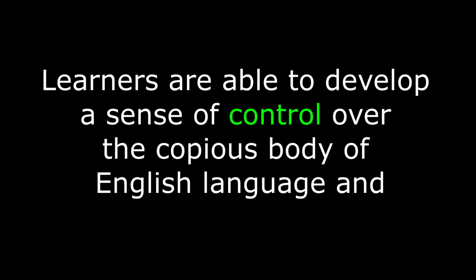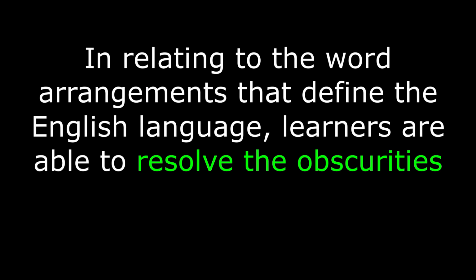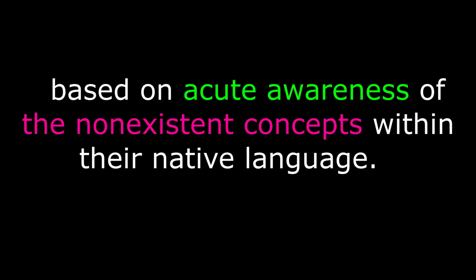Learners are able to develop a sense of control over the copious body of English language and easily identify the peculiar forms of the English language, the causes of obscurity. In relating to the word arrangements that define the English language, learners are able to resolve the obscurities based on acute awareness of the non-existent concepts within their native language.